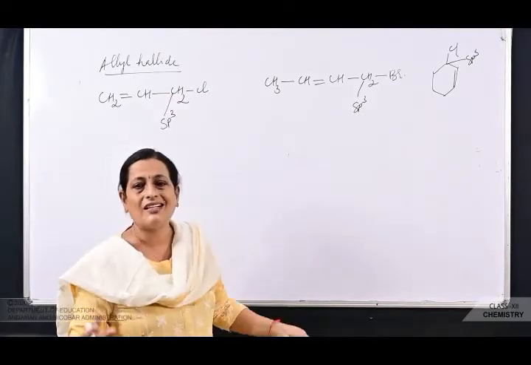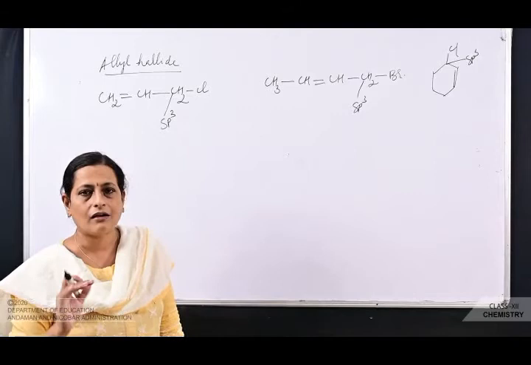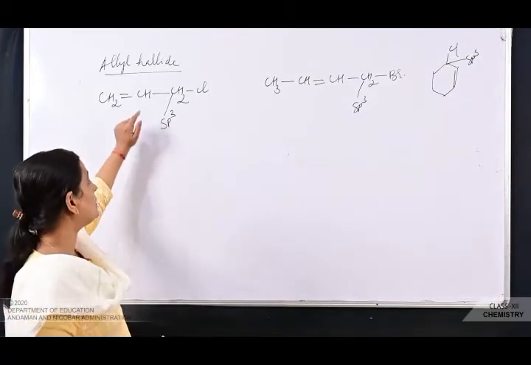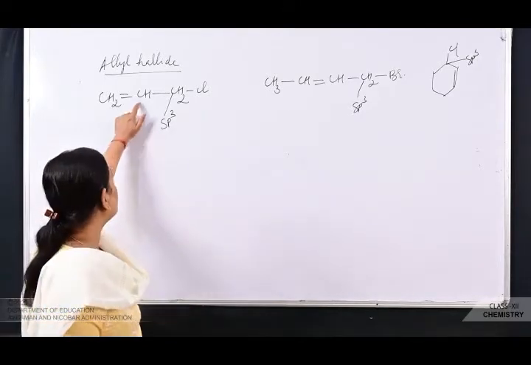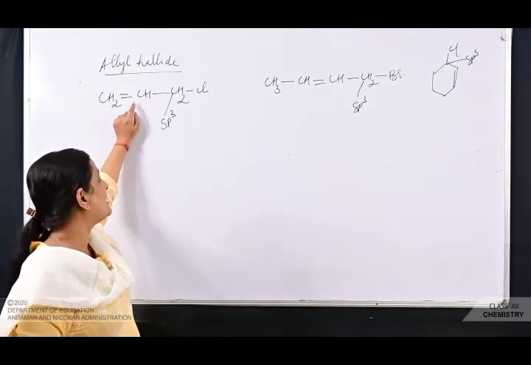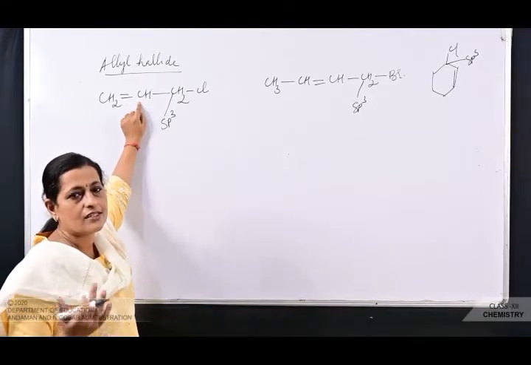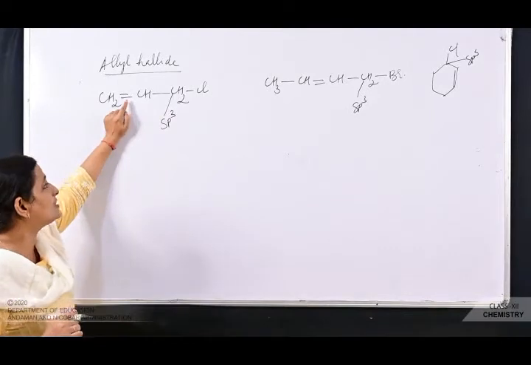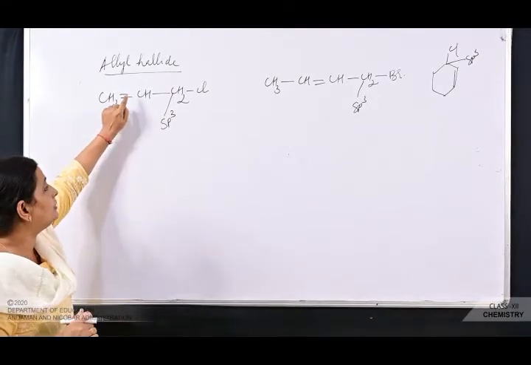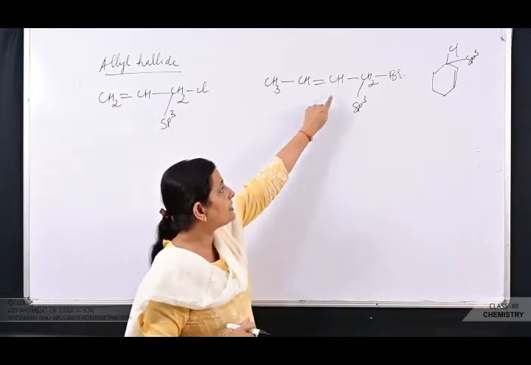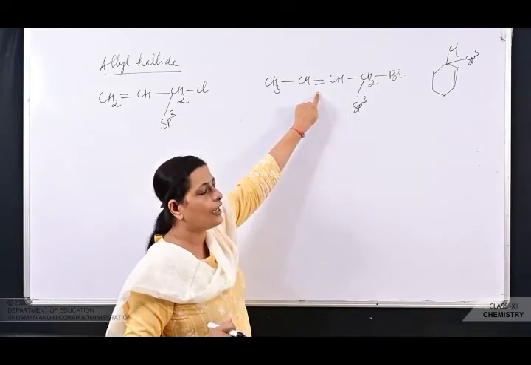So in all these cases, the carbon to which the halogen atom is attached is in which hybridization? sp3. But can you call it an alkyl halide? You can't call it an alkyl halide. Why? You see the adjacent carbon atom. Is it having a sigma bond? Or is it in sp3 hybridization? It's not in sp3 hybridization. Why? Because what is the bond here? Double bond. Here also it's a double bond. See, in this case also the adjacent carbon is having what bond?